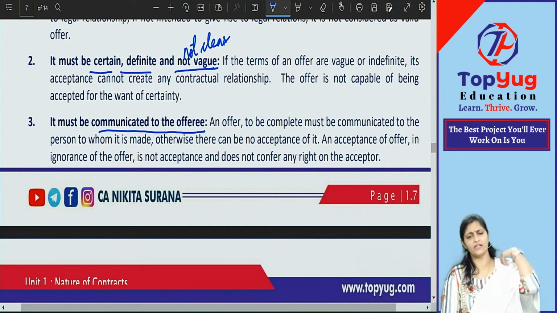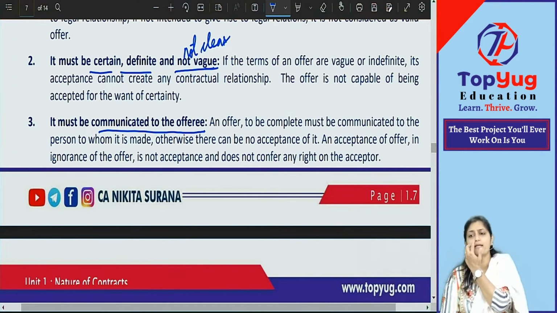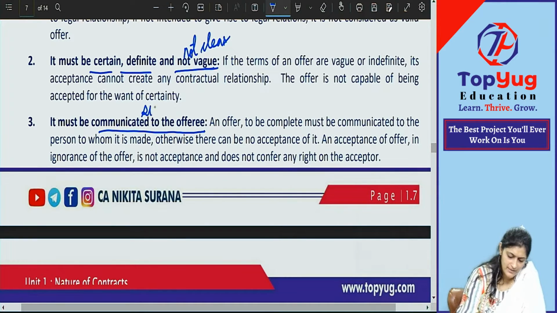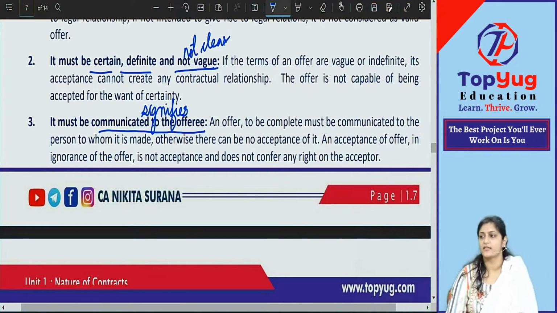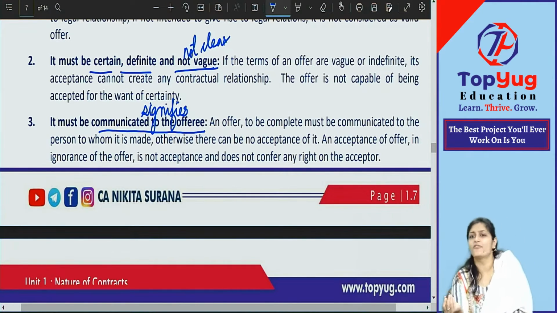Now you tell me, in the definition of offer, is it not at one place when one person signifies to another? When one person signifies, what do you mean by this term signifies? To communicate. Yes or no? So obviously, because the definition itself is telling you that you should communicate the offer.